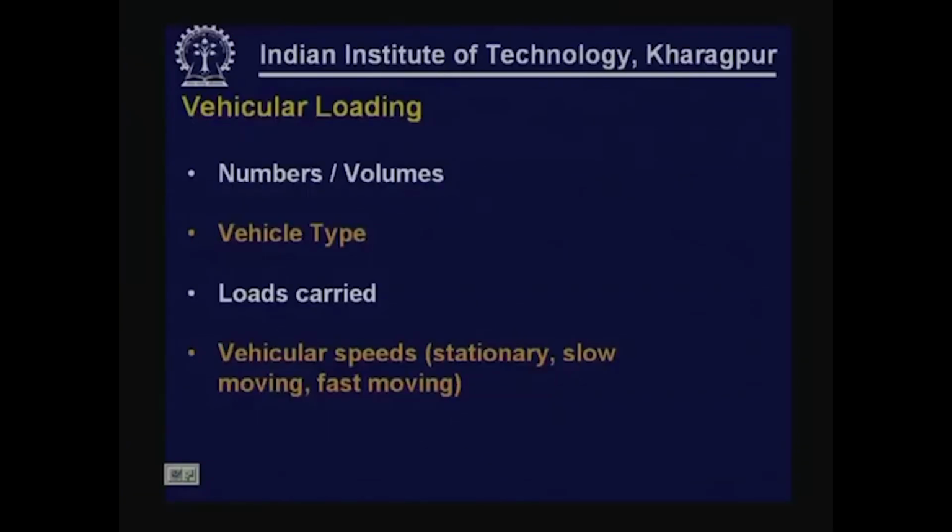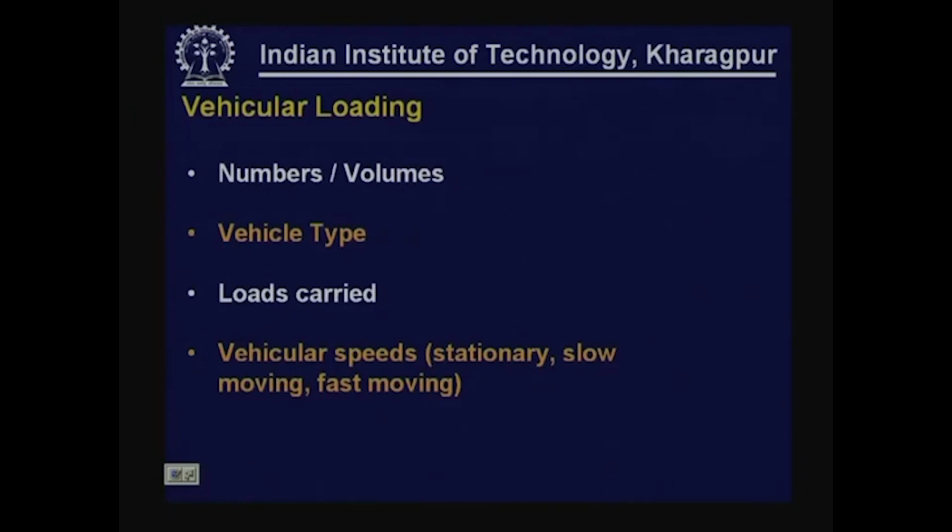What is the speed at which these vehicles are following? Because depending on the speed, the characterization of the materials is going to be different. The response of the pavement is going to be different depending on the speed of the loads or the speed of the vehicles. So, are these vehicles stationary?